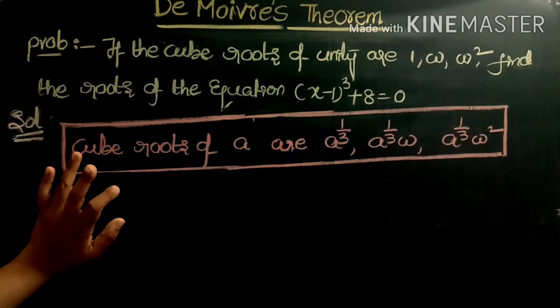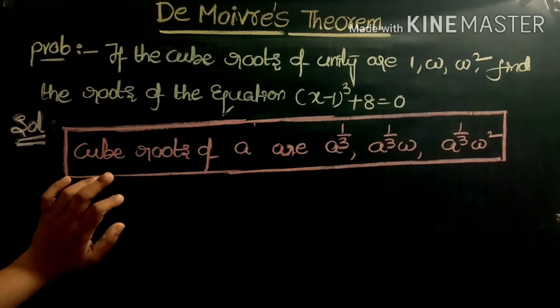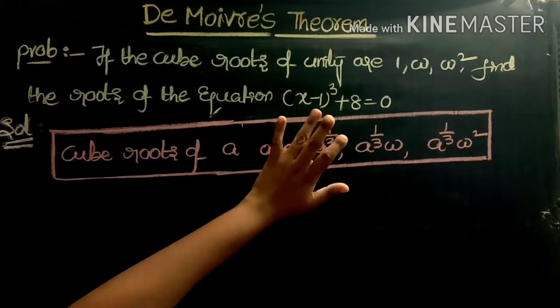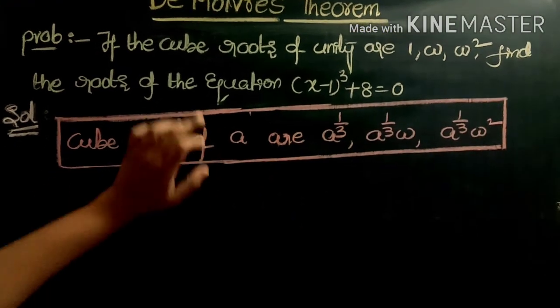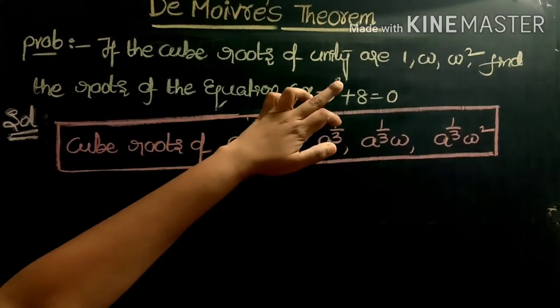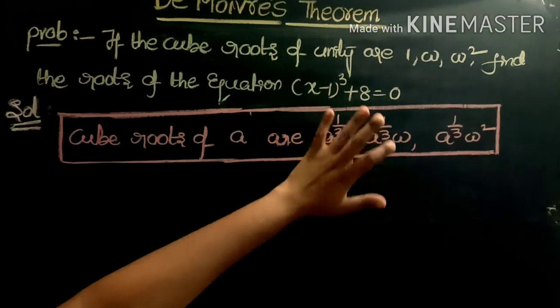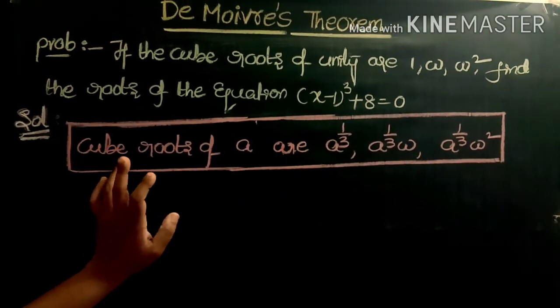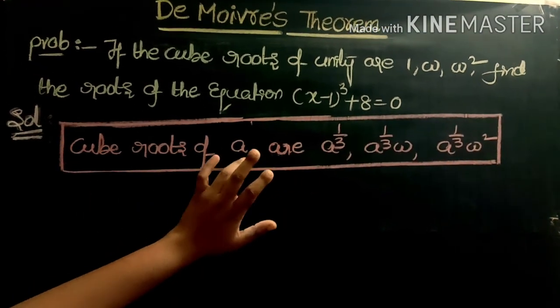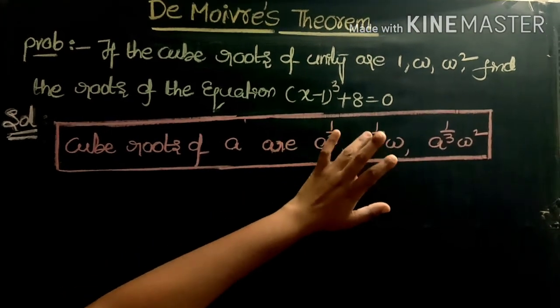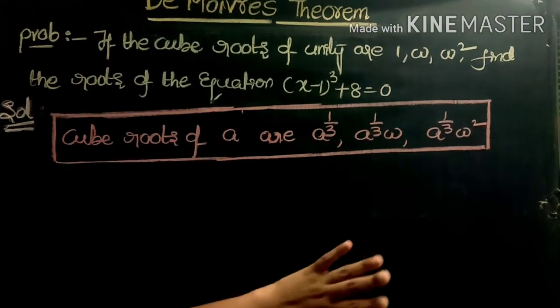The cube roots of unity are 1, omega, omega square. Then find the roots of the equation x minus 1 whole cube plus 8 is equal to 0. So given that the cube roots of unity are 1, omega, omega square, now we want to find the roots of this equation x minus 1 whole cube plus 8 equal to 0. Now already we know this formula, cube roots of a are a power 1 by 3, a power 1 by 3 into omega, a power 1 by 3 into omega square.